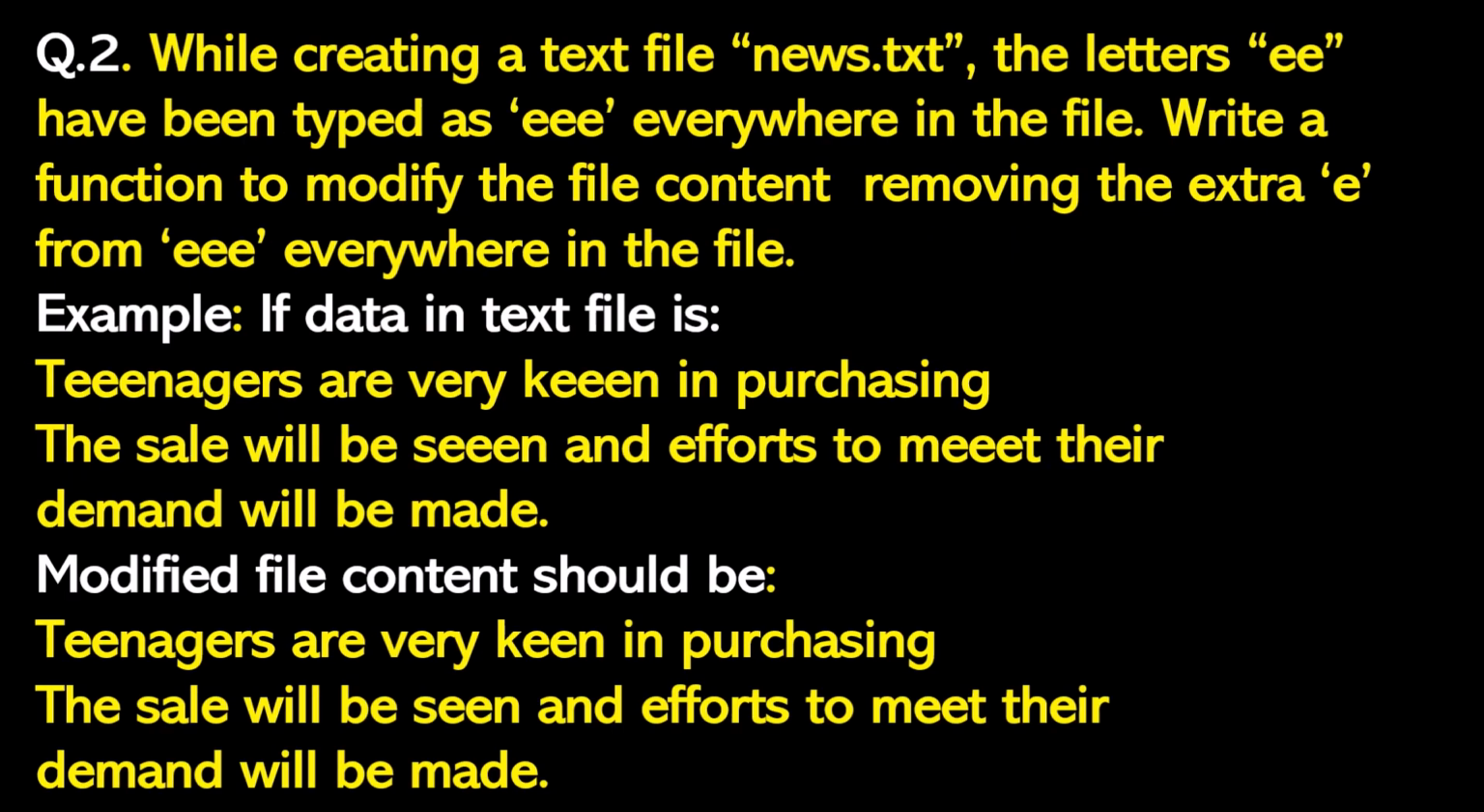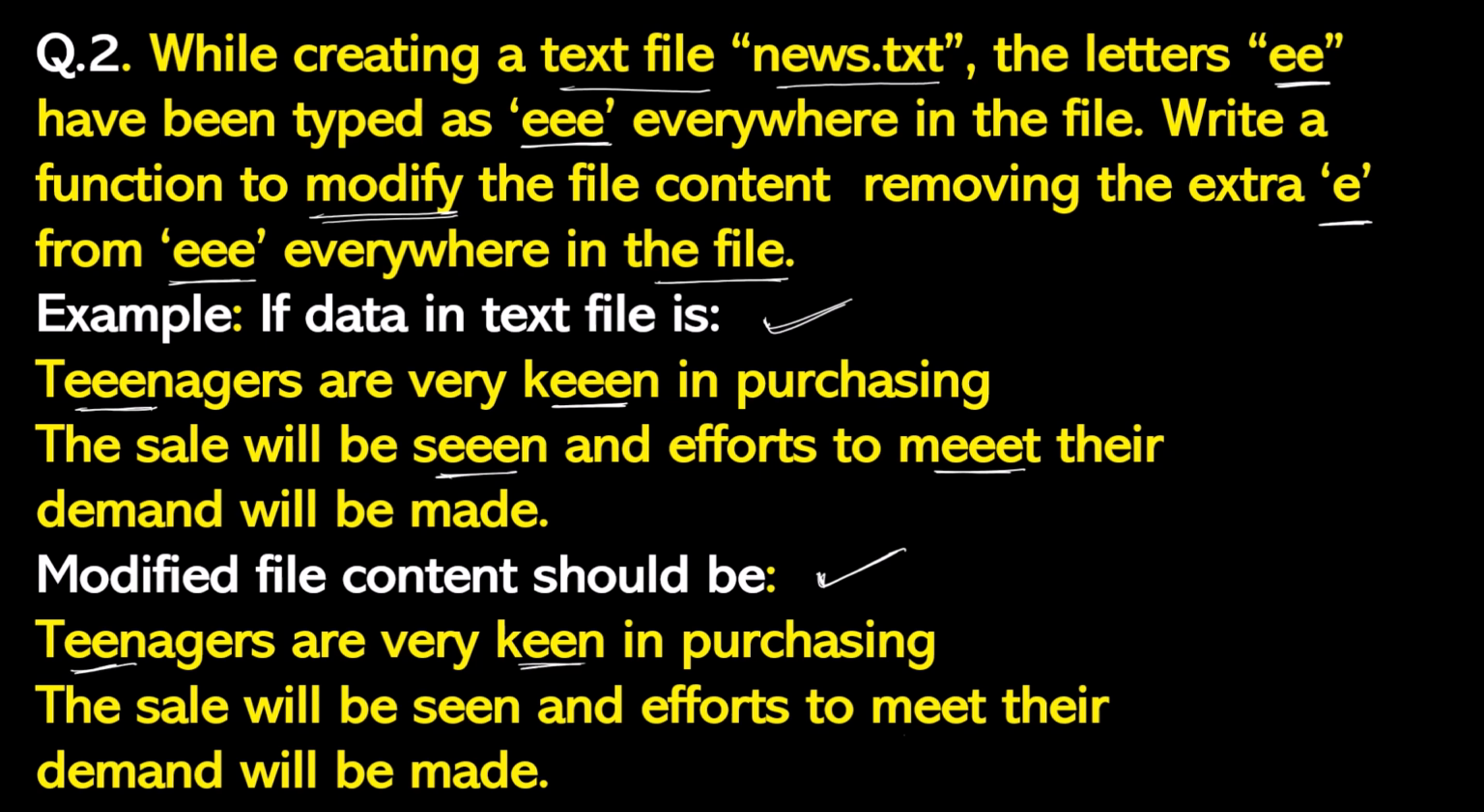The second question is: in a text file news.txt, the letters or the string double E have been typed as triple E everywhere in the file. You have to write a function to modify the file content, removing the extra E from triple E everywhere in the file. For example, if the text file content is as given below, the modified file content should be as given here, where triple E written everywhere in the file should be replaced by double E, as you can see here.